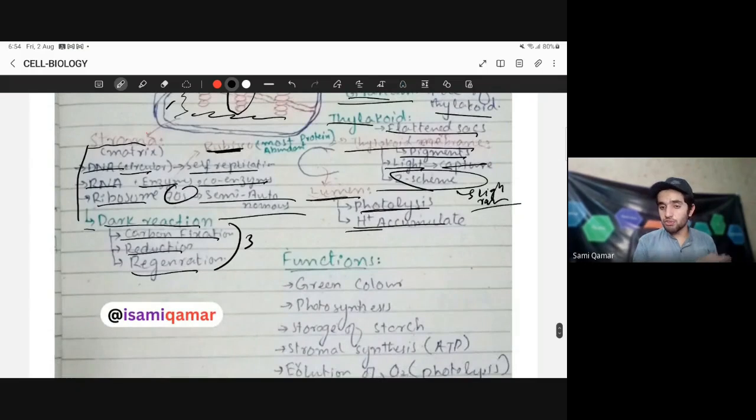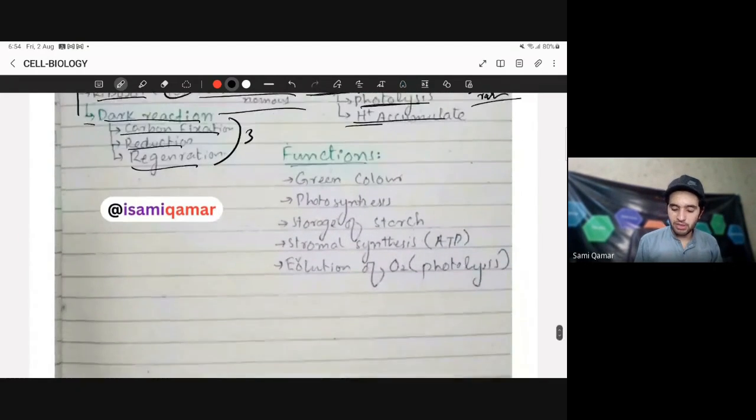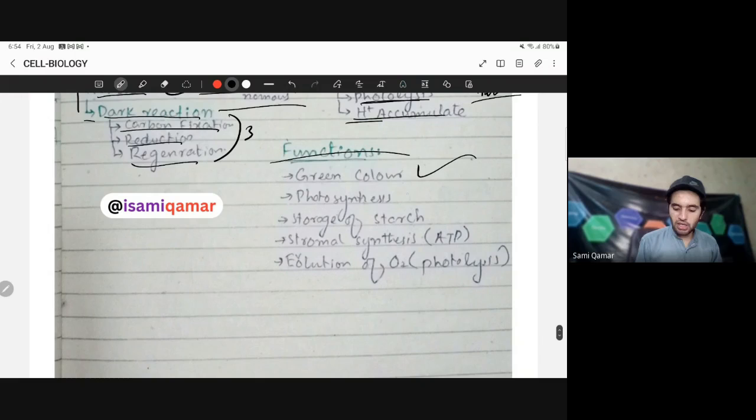You are going to study this from the book. This will make all these things make sense. Functions: it is green in color. Photosynthesis will happen. Storage of starch will happen. In the stroma, synthesis of ATP happens.